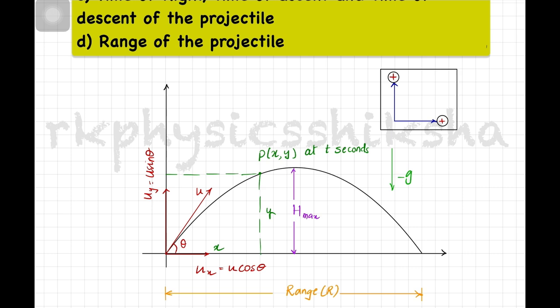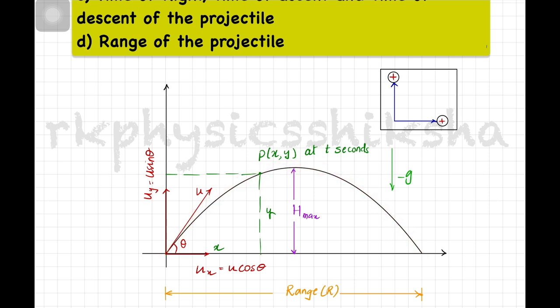So these are all the things we have to calculate. The time of ascent is the time taken by the projectile to reach from point O to the point of maximum height. Time of descent is the time taken by the particle to reach the ground from there. What is time of flight? Time of flight is the total time that the particle travels in the air.